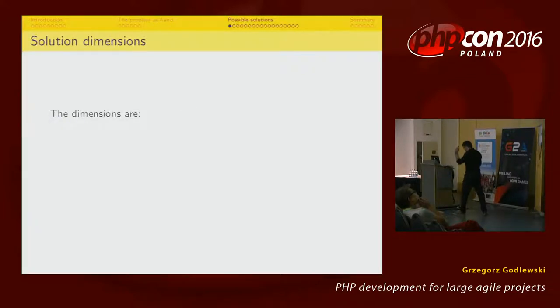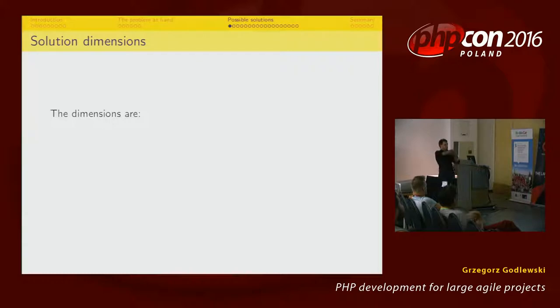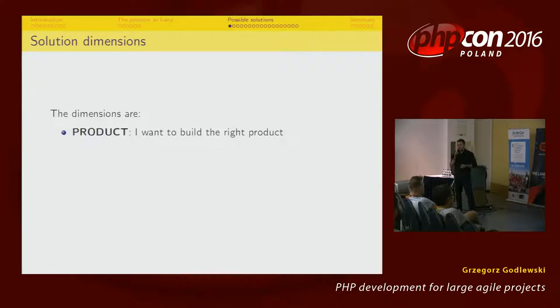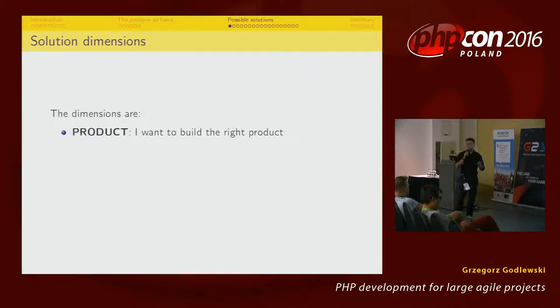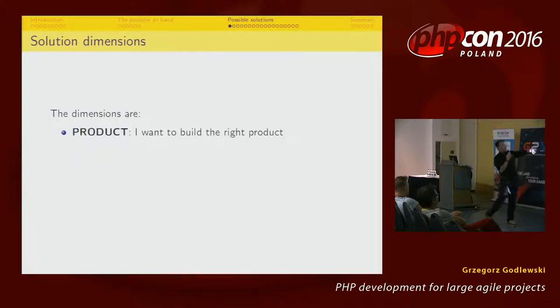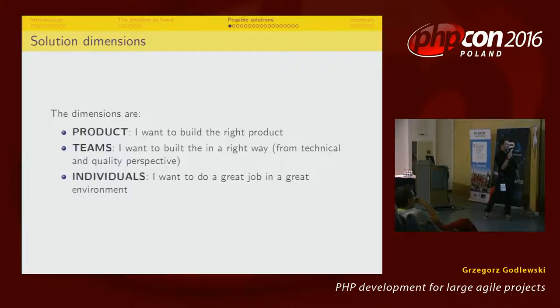So as you can see, the problem is really, really complicated. So I decided to break it down into separate parts and define the dimensions for the solution. The dimensions I would like to define start on the product level. I want to build the right product, meeting the requirements of the users and essentially being applicable for business, right? The second thing is about the teams. When I'm part of the team, I want to build the product in the right way. So it's build the right product, as opposed to build the product right. The last part is the individual. I want to do a great job in a great environment.